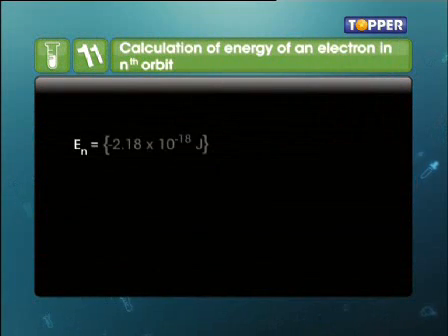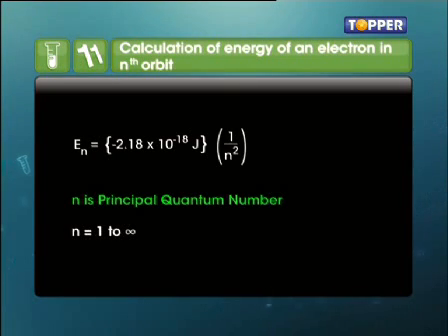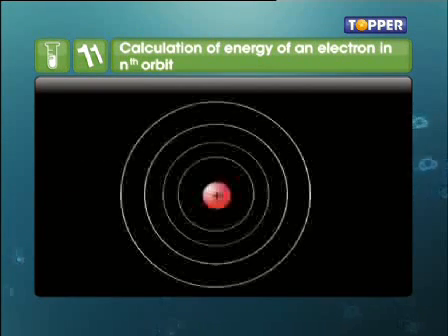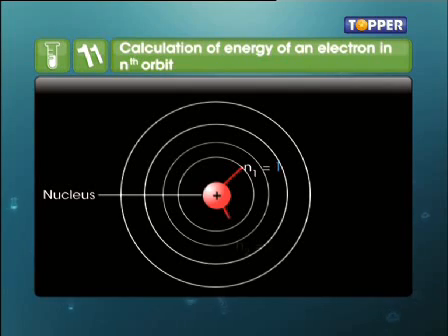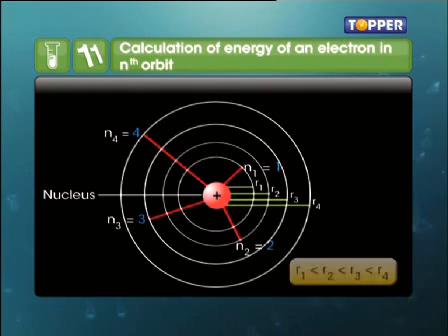The Bohr's model developed by Niels Bohr for hydrogen atom could explain various observations. Bohr calculated the energy of an electron in the nth orbit of a hydrogen atom by the formula shown. The integer n is called the principal quantum number. It can have values from 1 to infinity. Now, each orbit corresponds to a different value of n. The radius of the orbit gets larger as n increases.